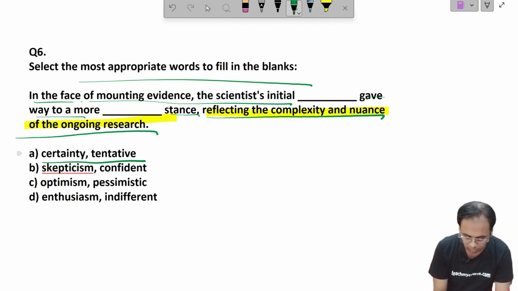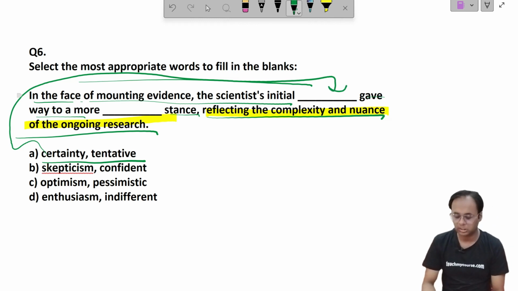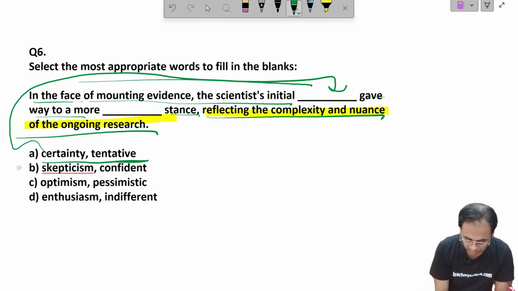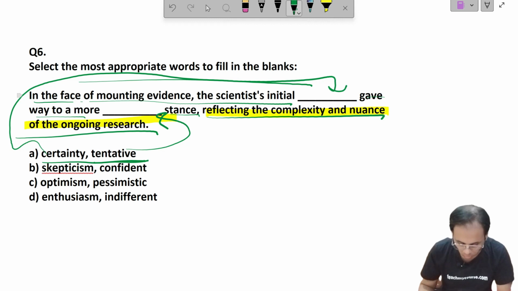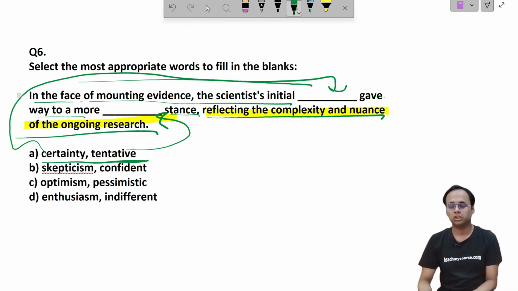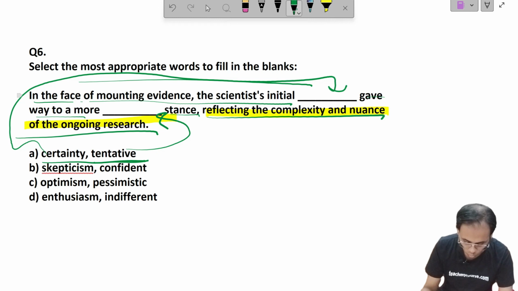So in the face of mounting evidence, the scientists' initial certainty. So initially the evidences were mounting and certainty was rising, because the scientists' initial certainty gave way to a more tentative stance. Tentative, like it can possibly be, reflecting the complexity and nuance of the ongoing research. Initially there was quite a lot of certainty and they got into a tentative stance because this was a very complex subject. So this option can possibly be true.